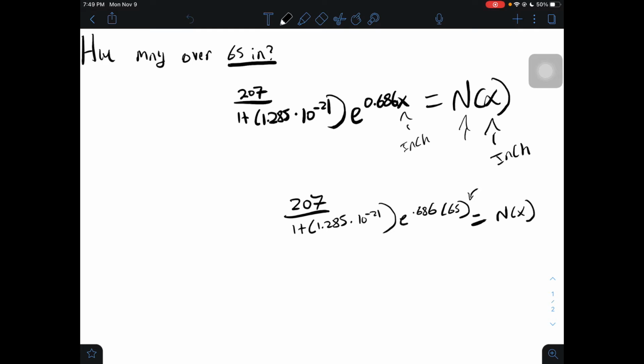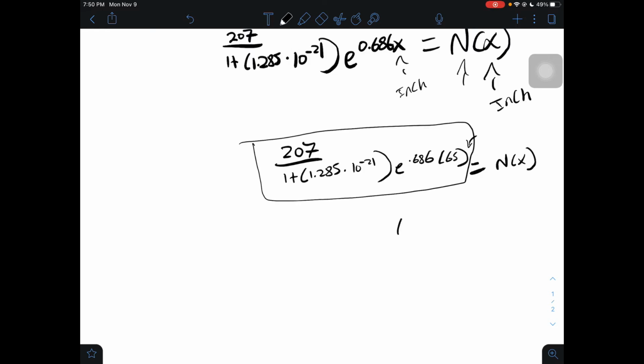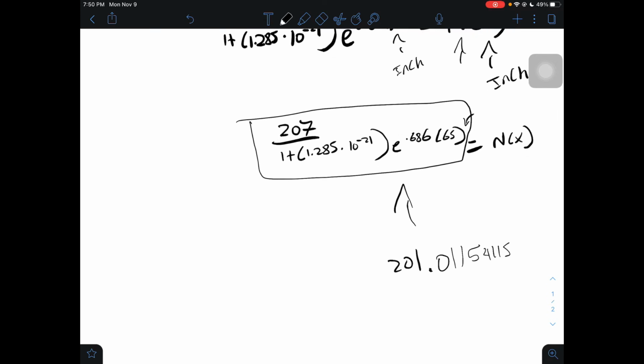After substituting 65 in as our x, we can put this into a calculator directly, as we see here: 207 over 1 plus parentheses 1.285 times 10 to the power of negative 21 parentheses e to the power of 0.686 times 65. After entering this equation into the calculator, we should get a value of around 201.0115415. And you obviously can't have 0.0115415 of a building. I personally would write it as 201.